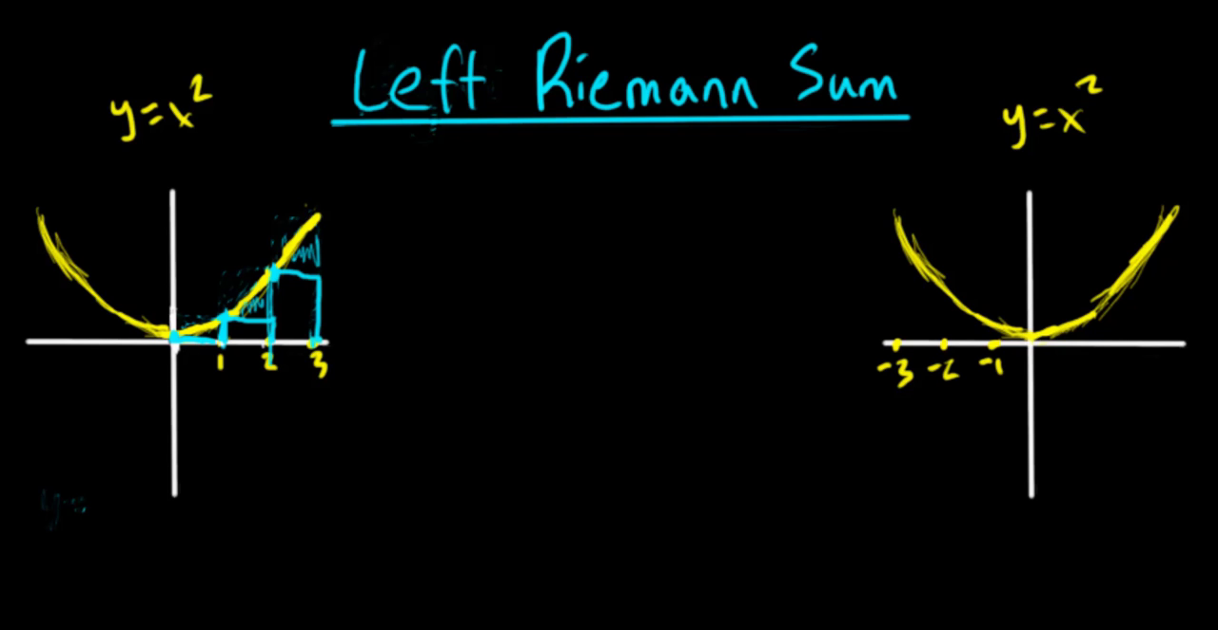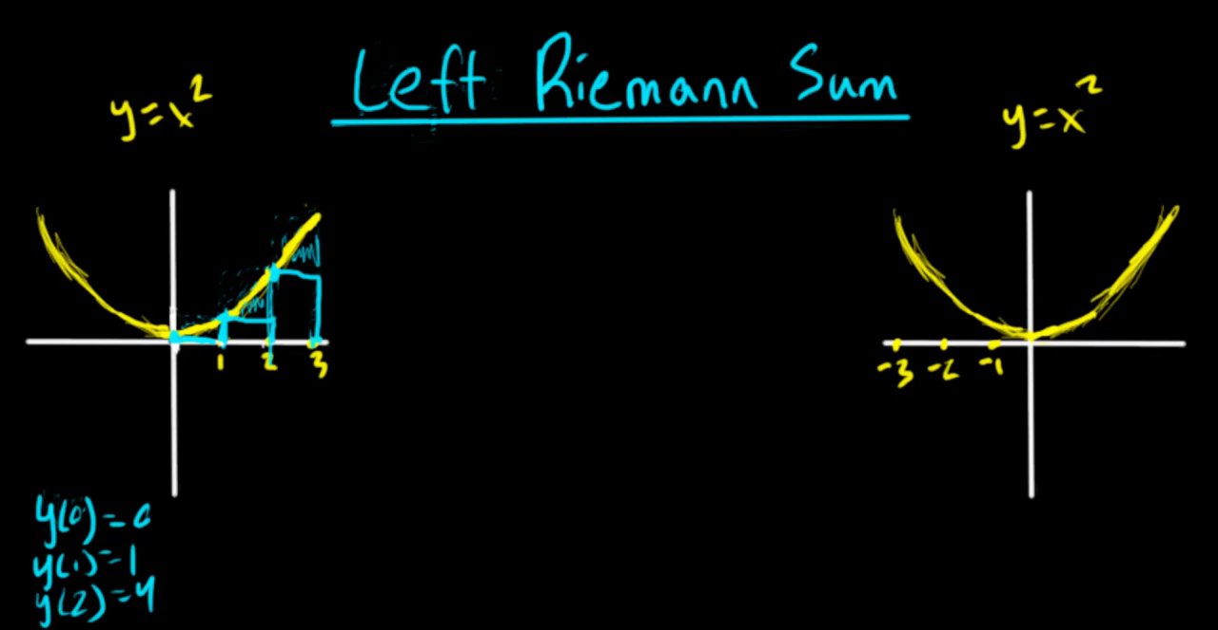Now, we know that the widths of all these rectangles are just one unit, and then we can find our height by plugging each of our x values into our y equals x squared equation. So y at 0 is going to be equal to 0. y at 1 is going to be equal to 1, y equals 1 squared. And then y at 2 is going to be equal to 4. So these are all of the lengths of our rectangles, and our widths are all equal to 1. So now we can find the areas of these rectangles and add them together.